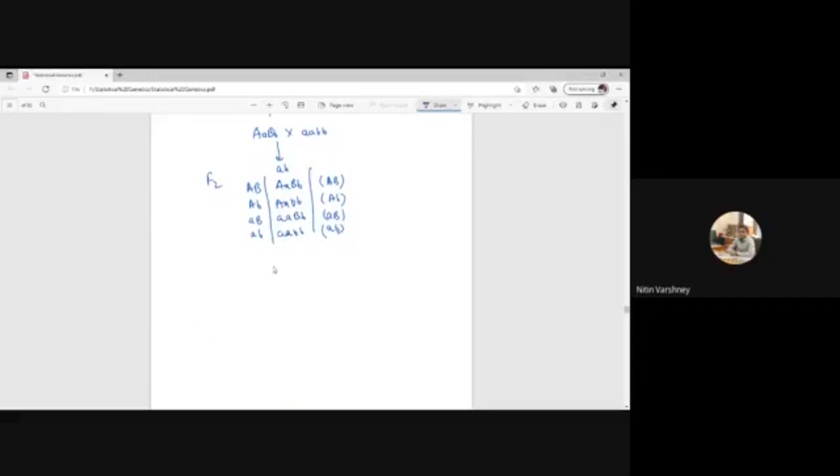Then I can write these phenotypic classes, in coupling phase and repulsion phase. In coupling phase, the probabilities will be (1 minus p)/2, p/2, p/2, (1 minus p)/2. And in repulsion, it will be p/2, p/2, (1 minus p)/2, (1 minus p)/2.